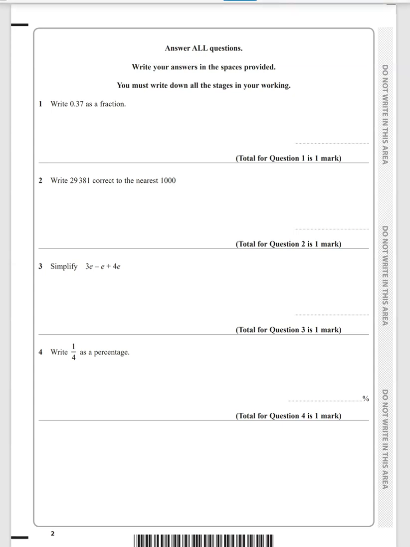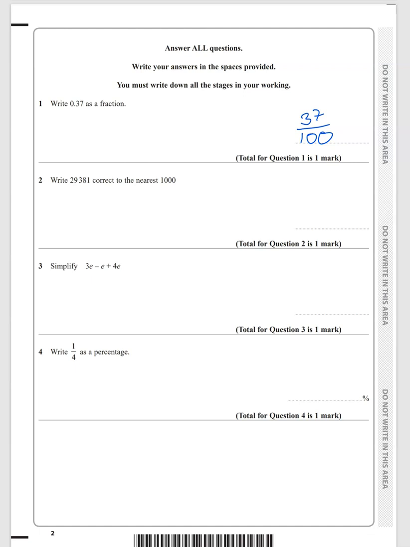So the first one, write 0.37 as a fraction. Well, because it goes to the hundredths column, it's 37 over 100. Okay, we don't need to simplify it, anything like that. It just says write it as a fraction.